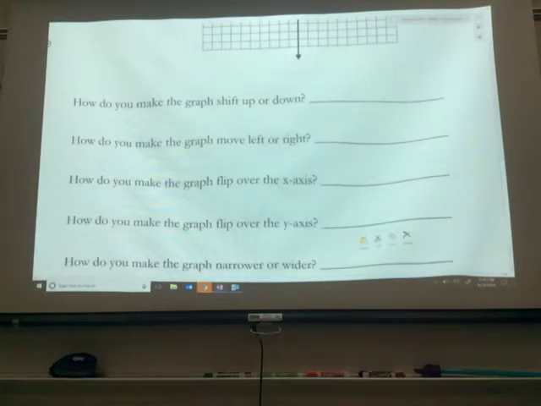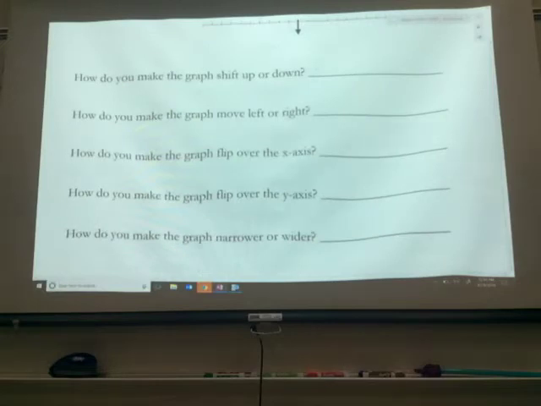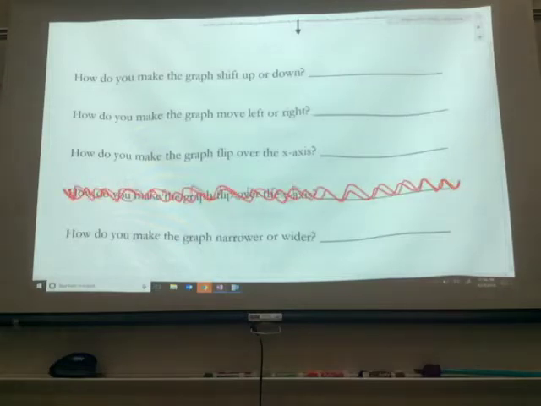So, talking about our vocabulary dominoes, or our quadratic dominoes, we talked about shifts, up, down, left, right, over the x-axis, narrower or wider. The thing we've never talked about is how you flip it over the y-axis. So I would like y'all to cross that out, because that's the letter we never focused on, and we don't need to focus on it. That would be letter B in our parentheses. We don't care about B.